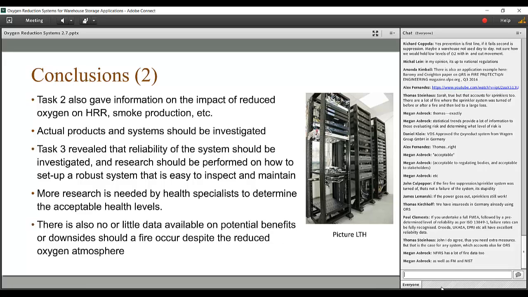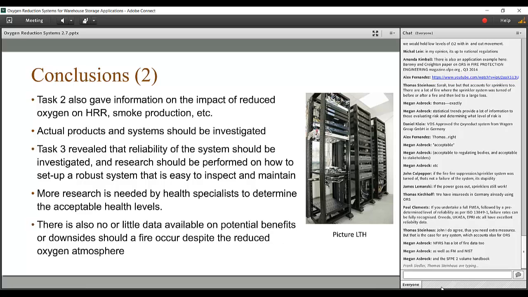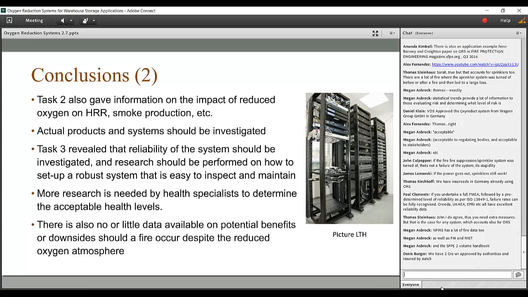In task 3, we revealed that the reliability of the system should still be further investigated, and that we have to do research to build up a robust system which is easy to inspect and to maintain. And then I already mentioned we need more research by health specialists into what are acceptable health levels, so that we get some kind of more guidance there.